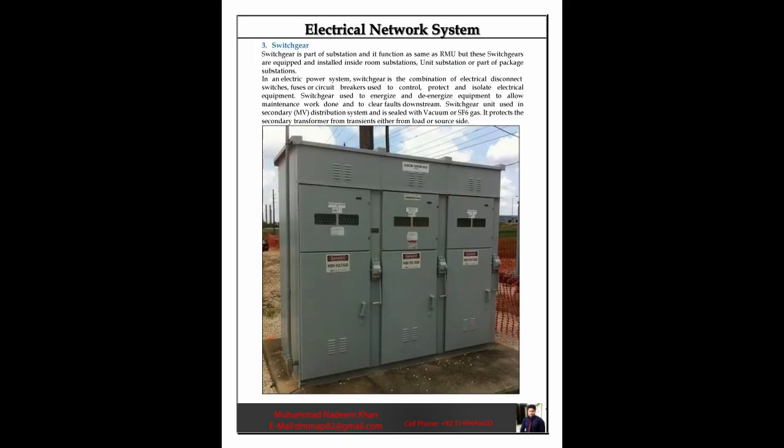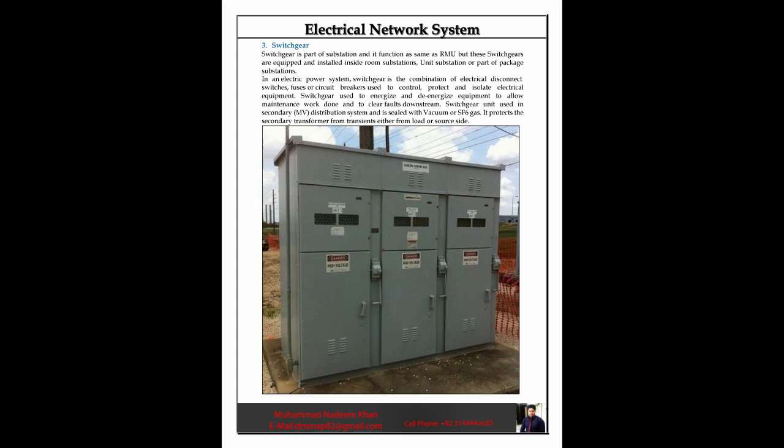Switchgear. Switchgear is part of a substation and functions the same as an RMU, but these switchgears are equipped and installed inside room substations, unit substations, or as part of package substations. In an electric power system, switchgear is the combination of electrical disconnect switches, fuses or circuit breakers used to control, protect, and isolate electrical equipment. Switchgear is used to energize and de-energize equipment to allow maintenance work to be done and to clear faults downstream.